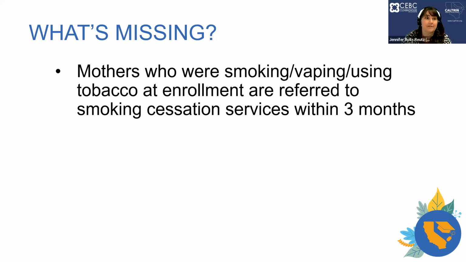Mothers who were smoking, vaping, or using tobacco has gotten more complicated since we've had more tobacco products. So: mothers who were smoking, vaping, or using tobacco at enrollment are referred to smoking cessation services within 3 months. For this one, is it specific? Yeah, it's clear on what you're looking at. Mothers who are using tobacco, smoking, vaping, at enrollment in this program, and what are you going to do? You're referring them. Is it measurable?